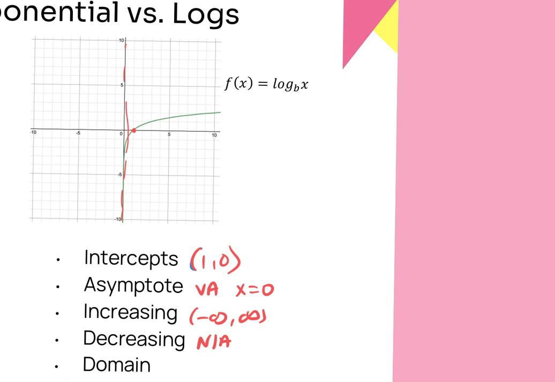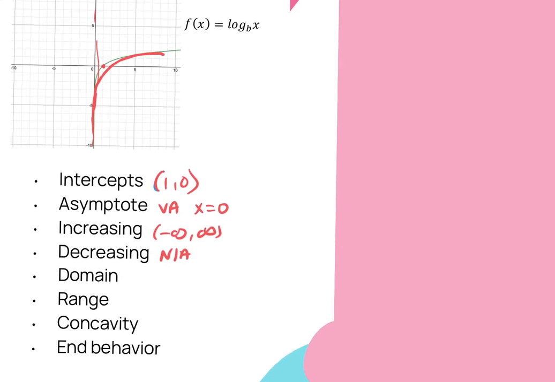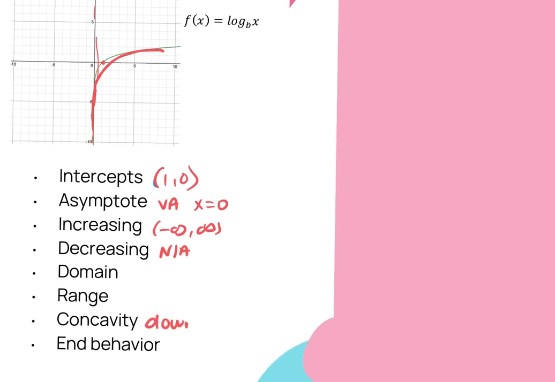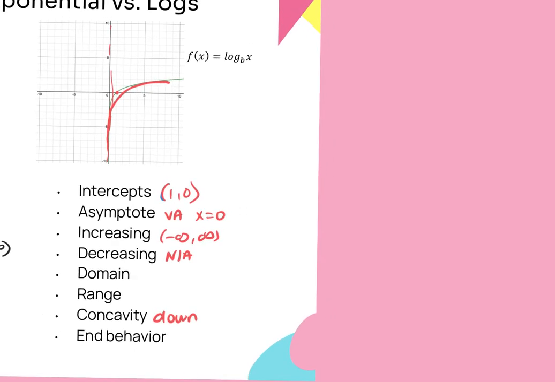How do we know the concavity of this? Well, look at your concavity shape. It's doing this, right? Is that making more of a U or is it making more of an N? Okay, down. Yep, so this is down. All right, domain on this log function would be what?